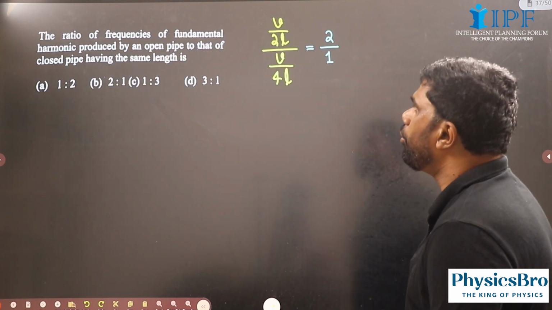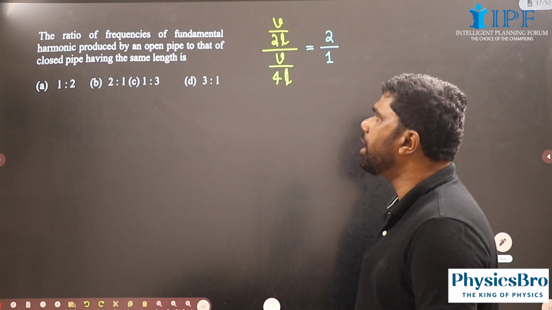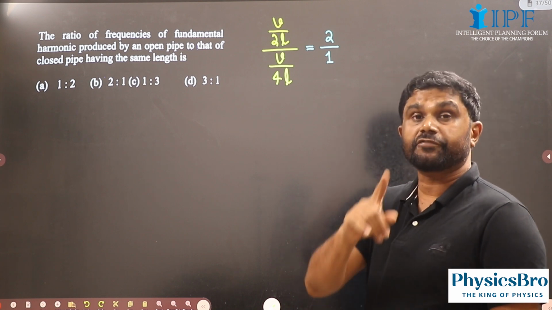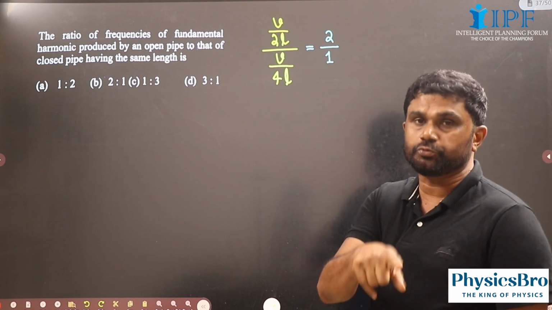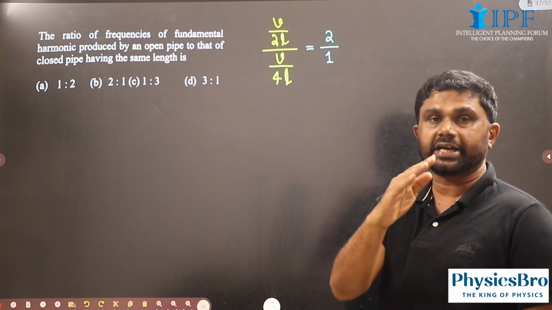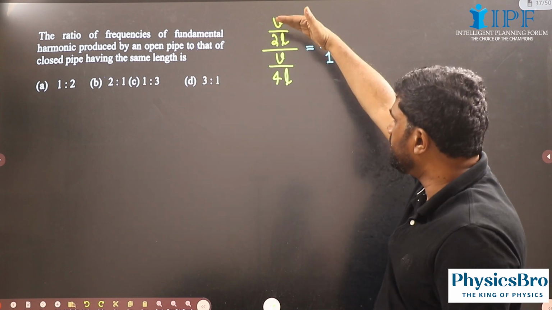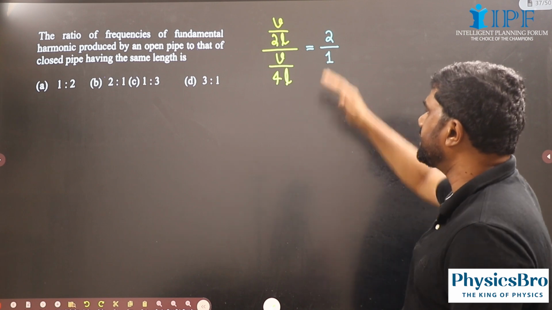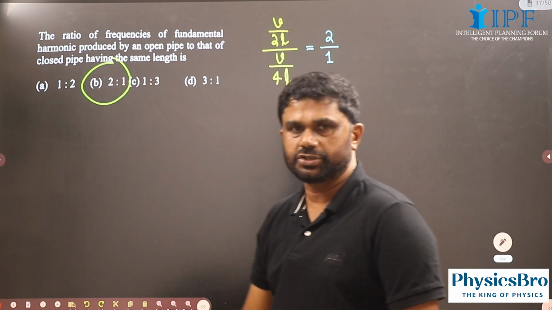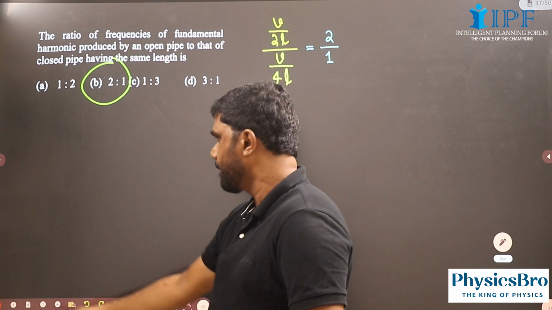Now the ratio of frequencies of fundamental harmonic produced by an open pipe. See, fundamental frequency of an open pipe is V by 2L, to that of a closed pipe, that is V by 4L. So V by 2L divided by V by 4L, that is 2:1. So this one, 2:1, right?